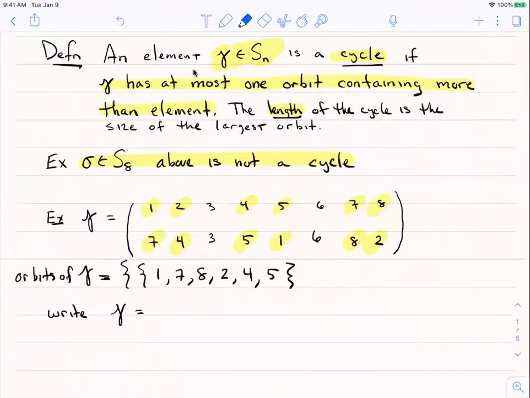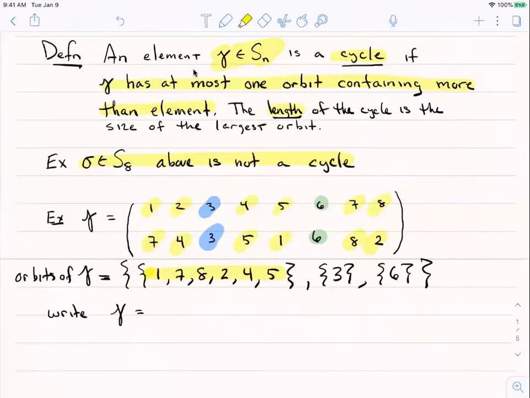Okay, choose another color here. I see an element not colored. It's 3. 3 is fixed, so it's its own orbit. I see an element that's not colored anything. It's 6. 6 is fixed. It's also its own orbit. Now every element is colored. That is, we have every element in an equivalence class. And I can see that there is precisely one orbit with more than one element in it. And so gamma is a cycle.